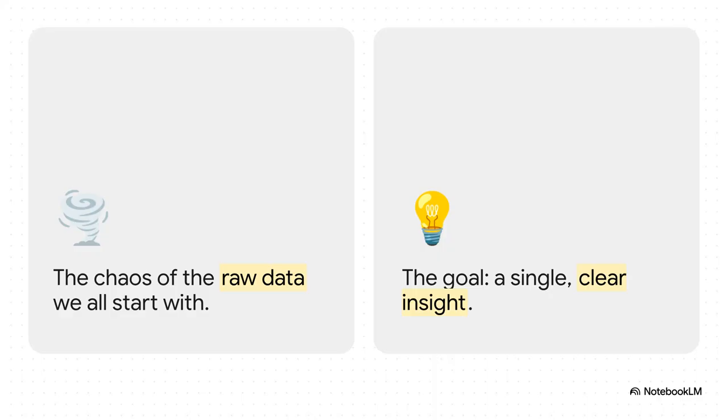I mean, just look at this. On the left, you've got the chaos. That's the raw data we all start with. It's a mess. And on the right, that's the goal. A single, clean, simple insight. Getting from that chaos to that clarity, well, that's the transformation we're going to map out step by step.